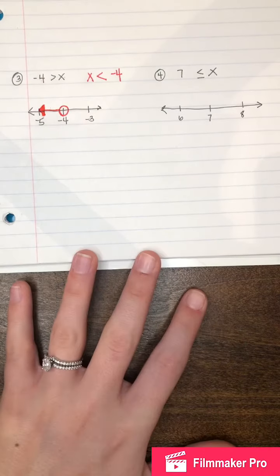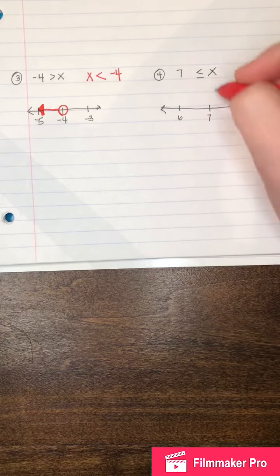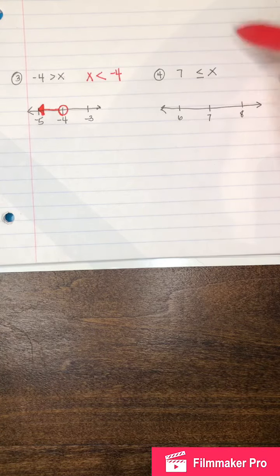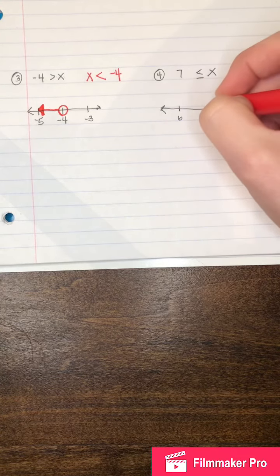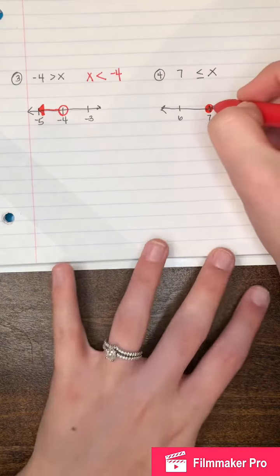All right, and one more. So on number 4, again, if you want to rewrite it, you can, but we're not going to go to the left because it's not x is less than 7. It's x is greater than or equal to 7. So we're going to have a closed dot on 7. And since x is anything greater than or equal to 7, we're going to go to the greater values.